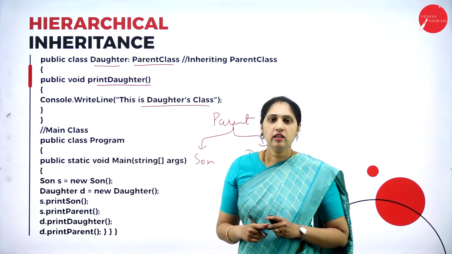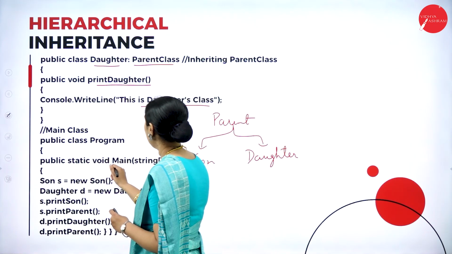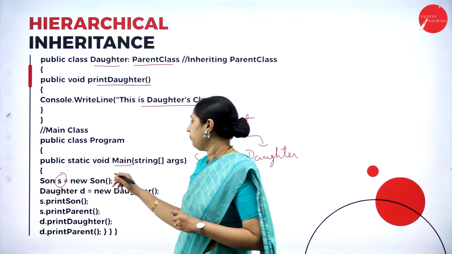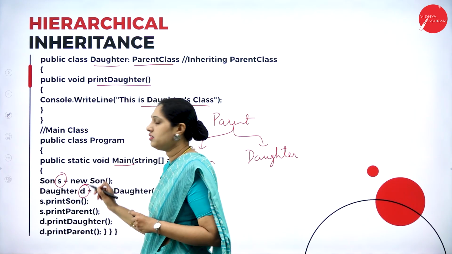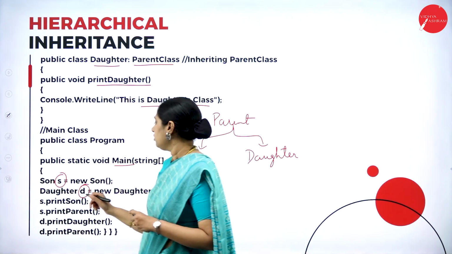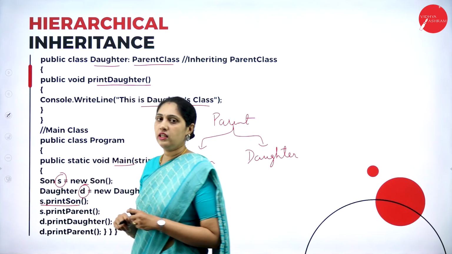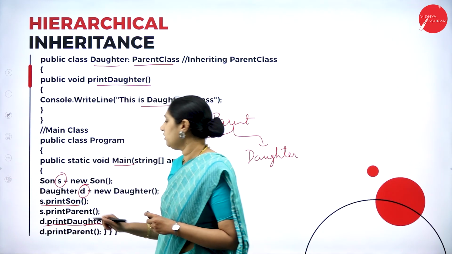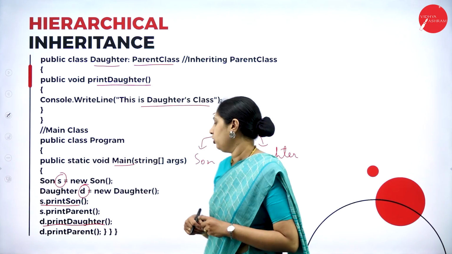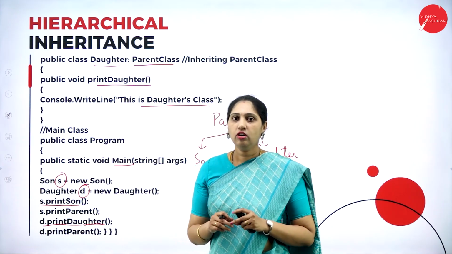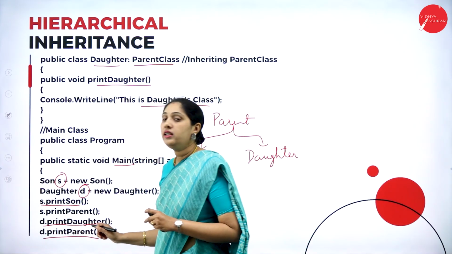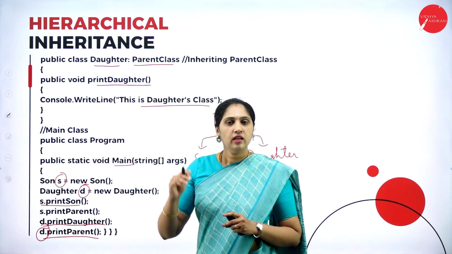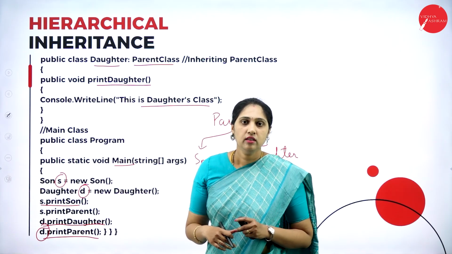So it's time to call the object. How will we create it? As usual, the main function is there. Here we'll create two objects. We'll have a separate son object and a D object. That is, D is nothing but the daughter object. So if I say s.print son, it will give a message: this is son class. Similarly, if I say d.print daughter, it will give you a message: this is daughter's class. Again from the daughter object, if I print parent, it will give parent class because D is already inherited from the parent class. It can also call the function from the parent class.